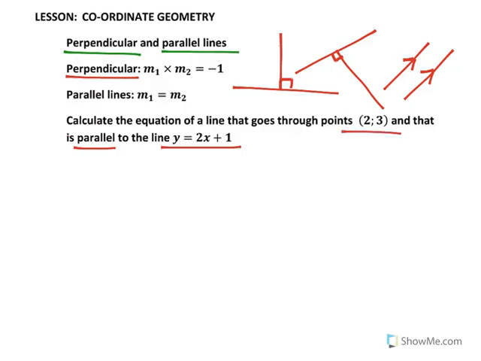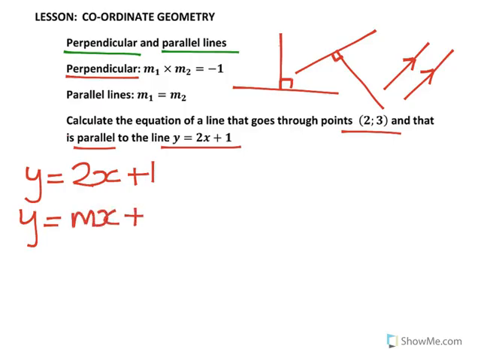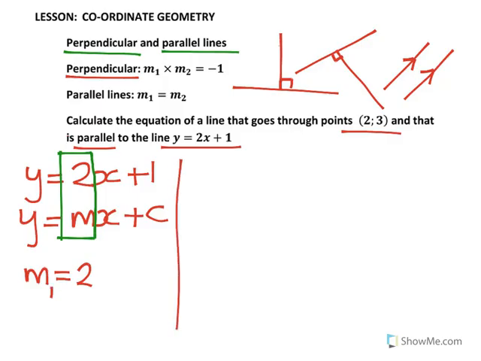Now, we're given the line y is equal to 2x plus 1. What am I going to write? Let me write the general equation of a straight line: y is equal to mx plus c. What am I doing? I'm trying to find from this line what my gradient is. And you can see, if we match well, this is my gradient. So from looking at this, I can see already that the gradient of the line is 2. We'll call it our m1. So when we have the gradient of the first line, now remember the question says calculate the equation of a line.